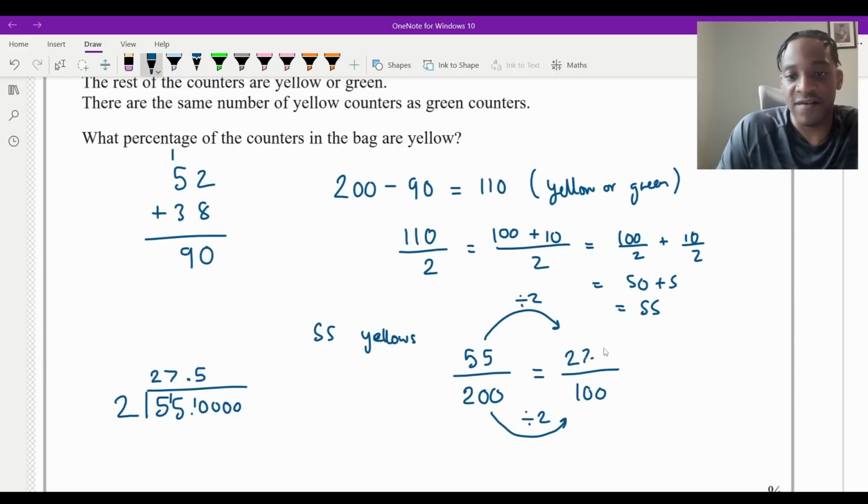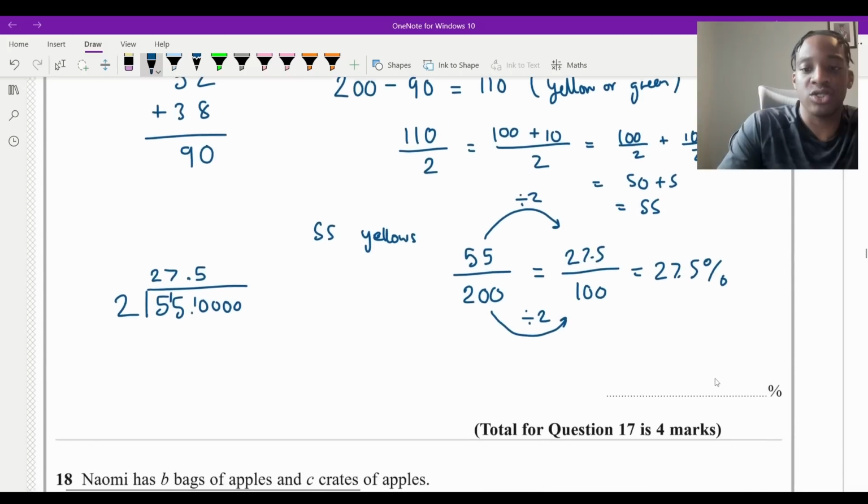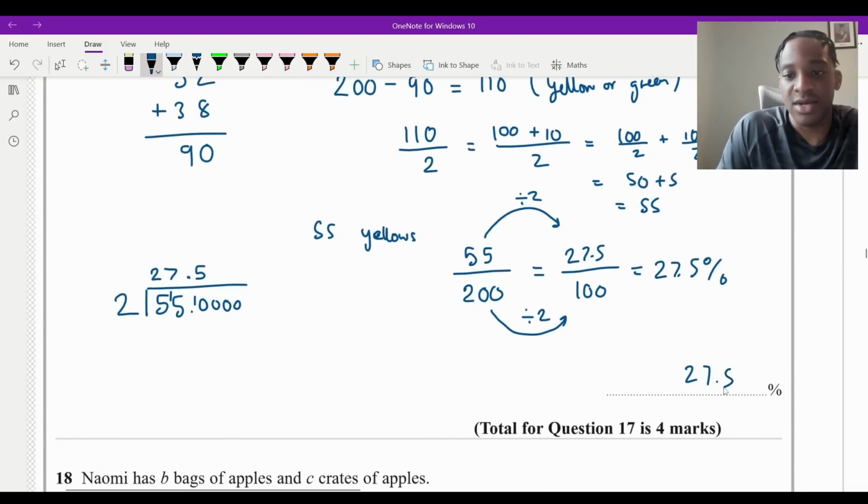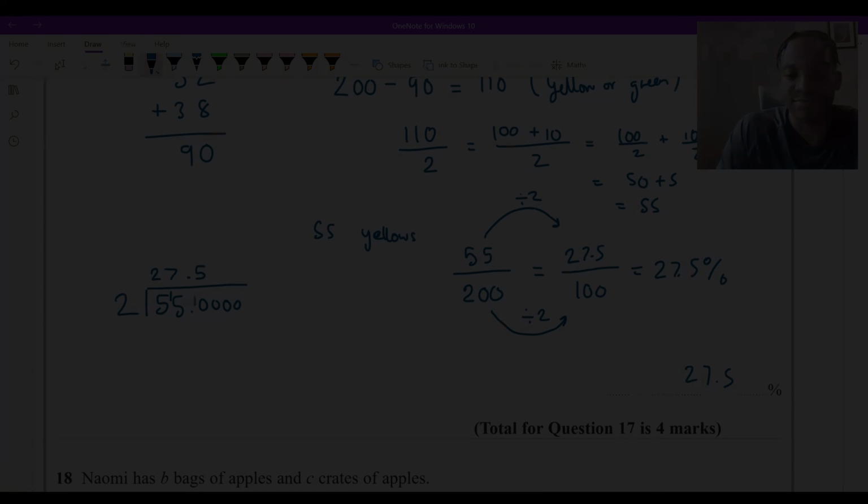So I'll have 27.5 here. Now, since this is out of 100, this just means that the answer is just 27.5%. So the answer is just 27.5. And that is question 17 finished.